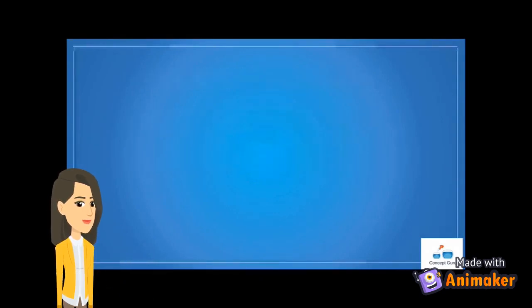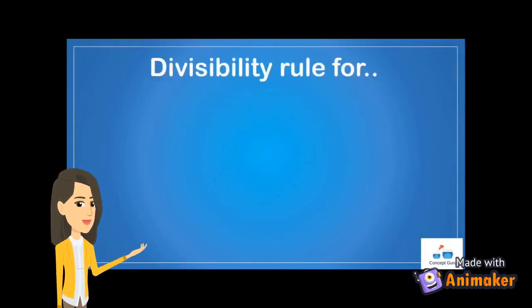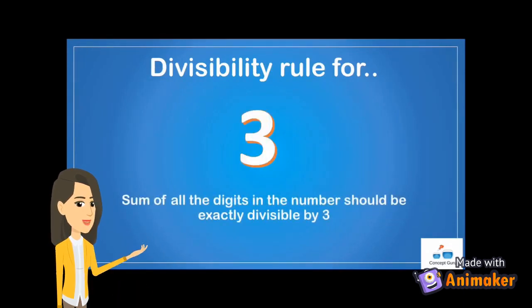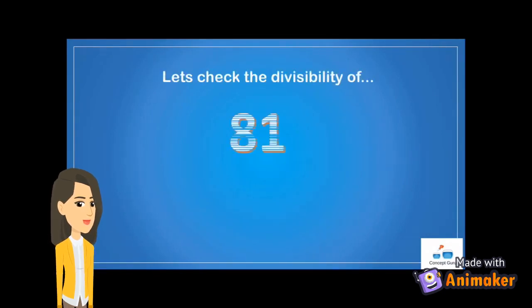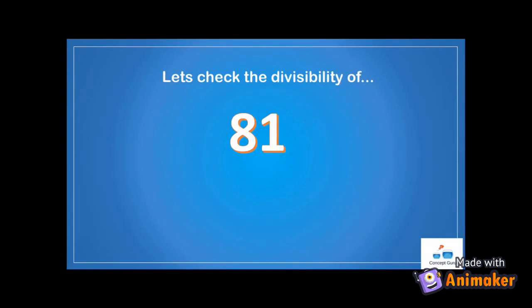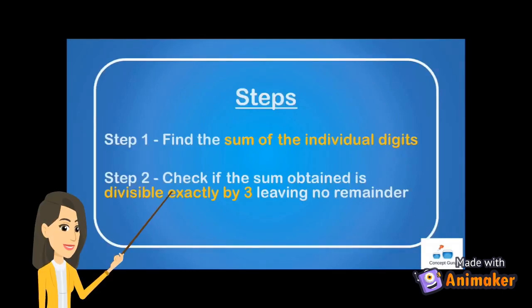Let's check out the first one. Divisibility rule for 3. So, here it goes. Sum of all the digits in the number should be exactly divisible by 3. Let's see how it works. So we are going to check the divisibility of 81 by 3. Okay? So these are the steps.